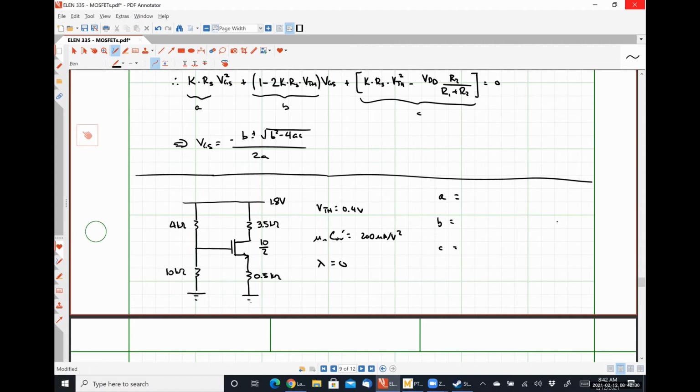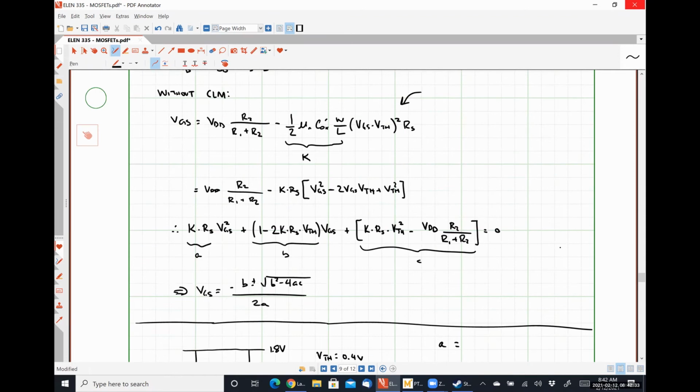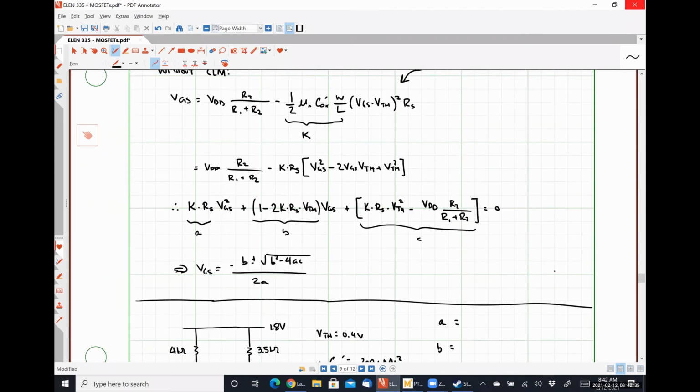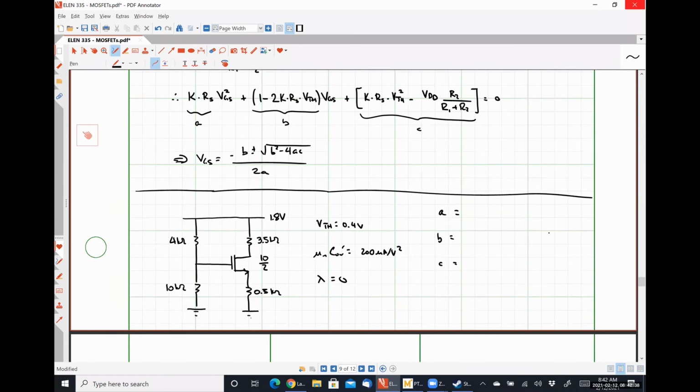RS was 0.5, 500 ohms. Where did I? Oh, yeah, 0.5, sorry.